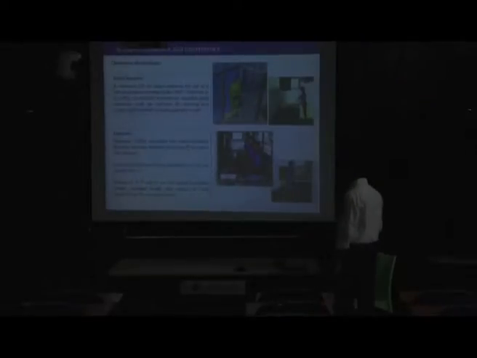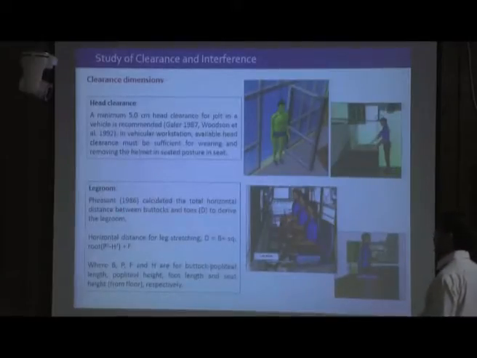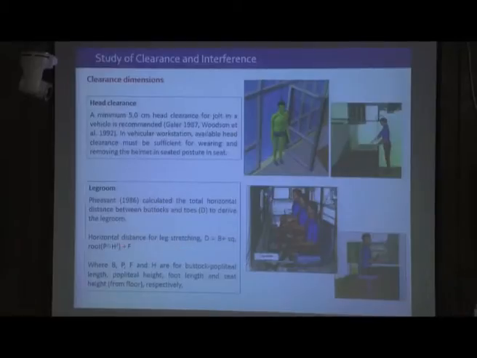Then, if we discuss leg room, leg room is the space in front of seated people, and whether they can extend their legs comfortably or not. Pheasant 1986 calculated the total horizontal distance between buttock and toes to derive leg room, and gave this equation. When a person is seated, the space in front of them must be sufficient so that they can extend the leg. Using this equation, where all the variables are defined, we can calculate the leg space.